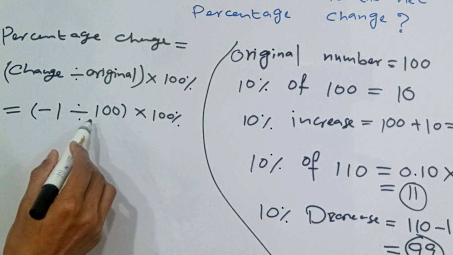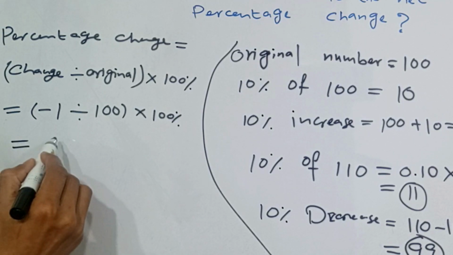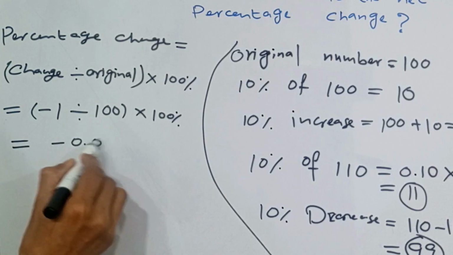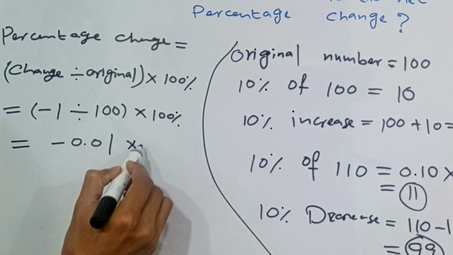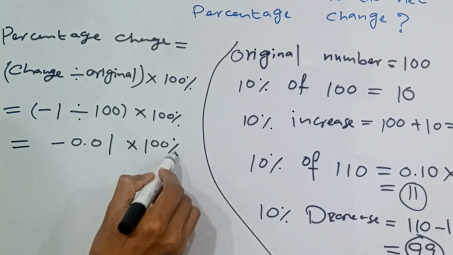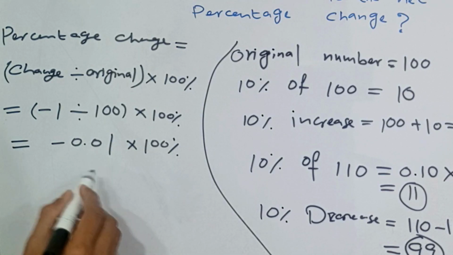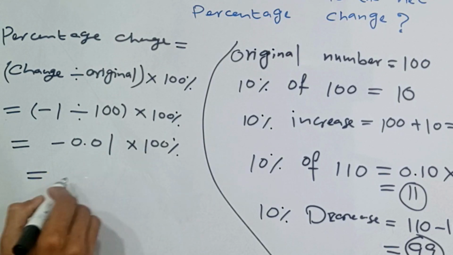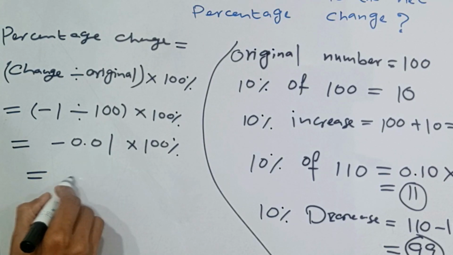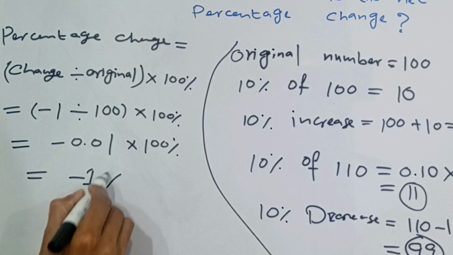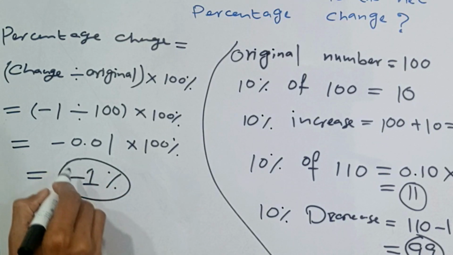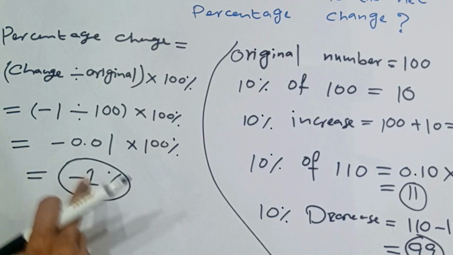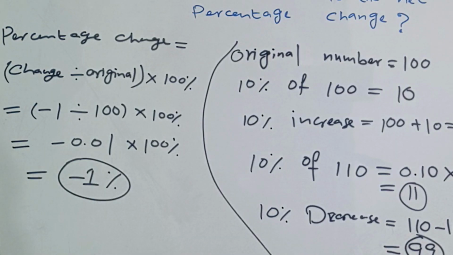Now minus 1 divided by 100 is equal to minus 0.01, times 100%. Now multiply: minus 0.01 times 100% is equal to minus 1%. The answer: the net change is a 1% decrease.